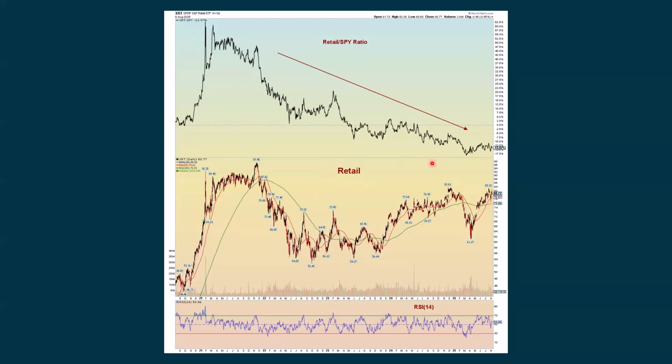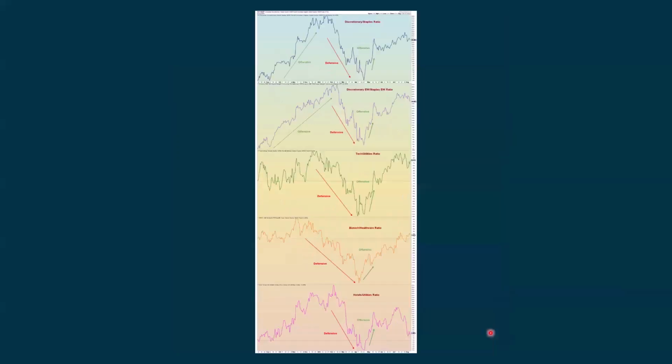That's positive. And we're starting to flatten out here a little bit where we had been declining when we do a ratio between the retail sector and the SPY. That had been declining, and at least it's holding up for the time being. Then on the bottom, you can see just with the retail chart itself, we are still above 50 when looking at the RSI. And we look at some different ratios.